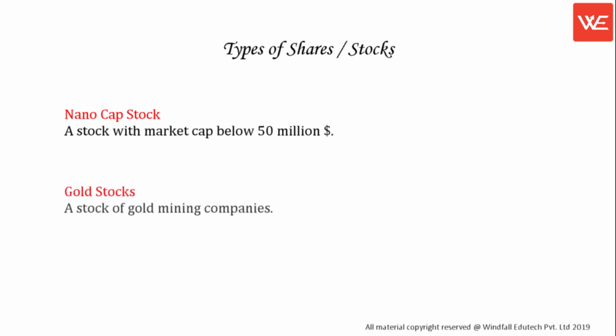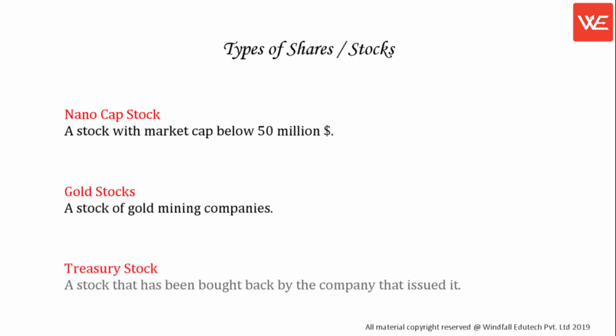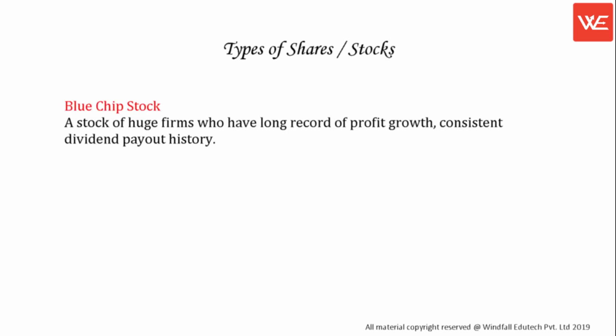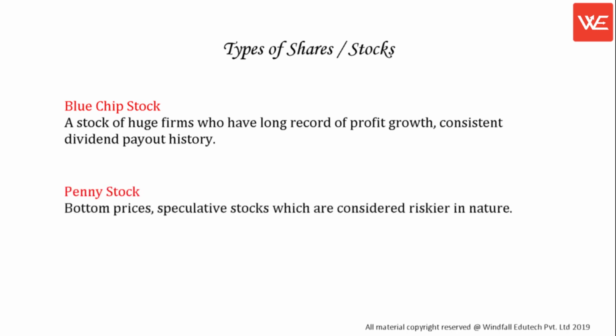Gold stocks. A stock of gold mining companies. Treasury stock. A stock that has been bought back by the company that issued it. Blue chip stock. A stock of huge firms who have long record of profit growth, consistent dividend payout history. Penny stock. Bottom priced, speculative stocks which are considered riskier in nature.